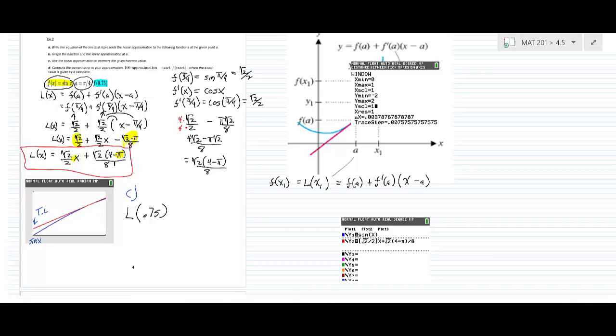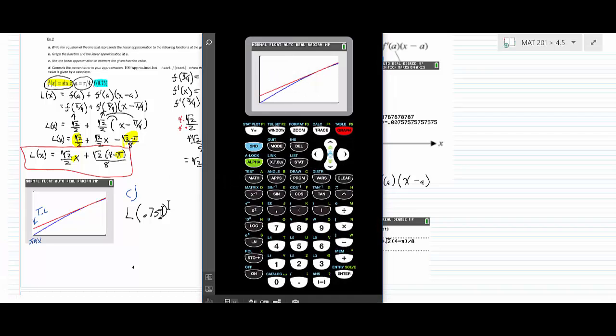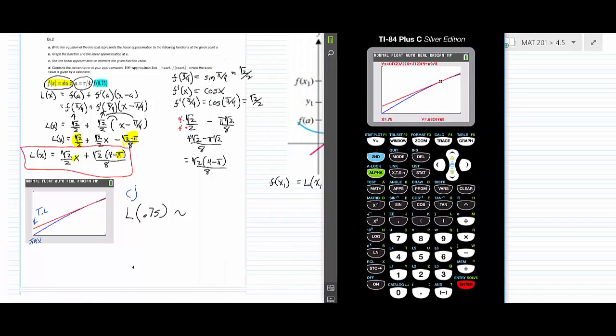So what I'm going to do is trace not the function, but the tangent line at 0.75. This is something you want to learn how to do. If I type trace, you don't want to trace on the sine. You want to use up, down to get it on the tangent line. Now you type in trace 0.75, and the calculator is going to do all the dirty work for you, which is what you want. So what you get is that the linear approximation is about 0.6820765.